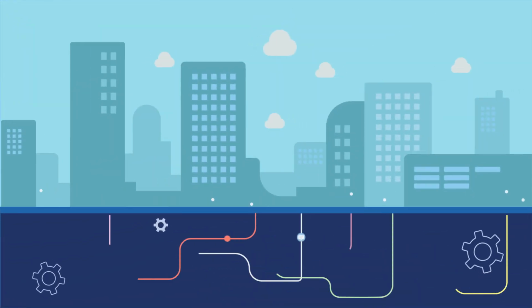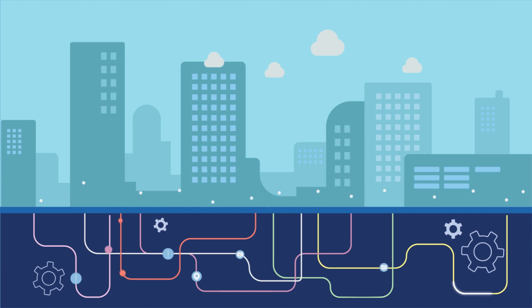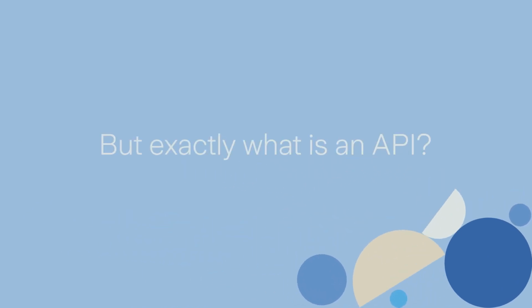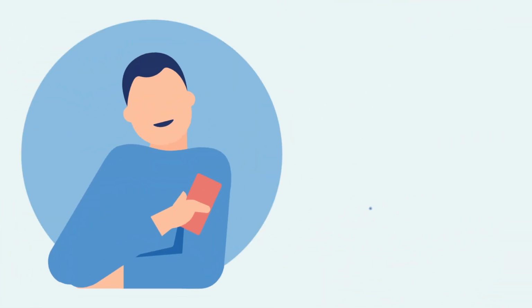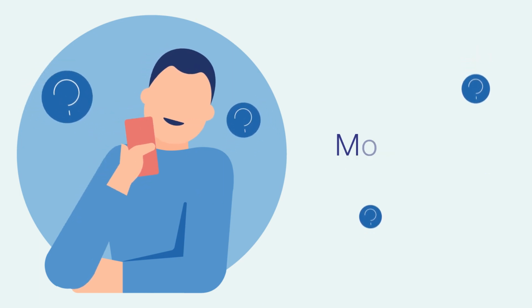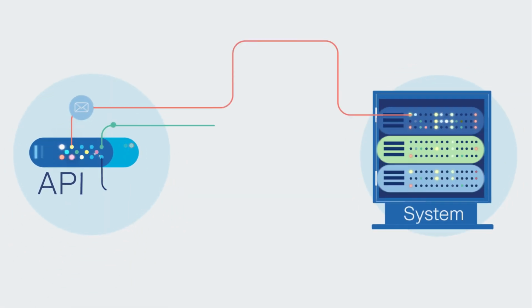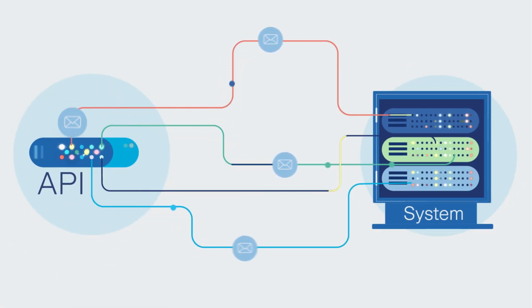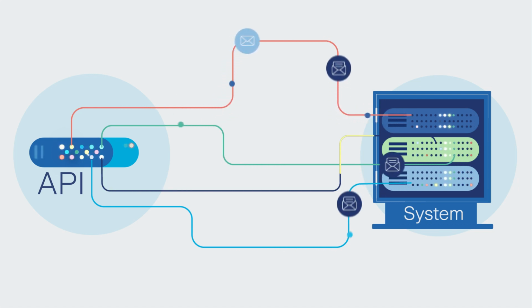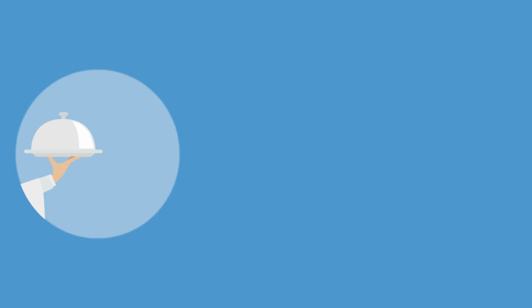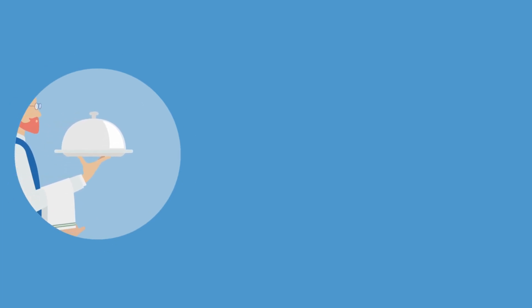The engine under the hood powering our connected world is an Application Programming Interface, or API. But what exactly is an API? Well, we could use a lot of fancy words like interoperability, modular programming, or abstraction layers. But to speak plainly, an API is the messenger that takes requests and tells a system what to do, then sends its response back. Imagine an API as a waiter in a restaurant.